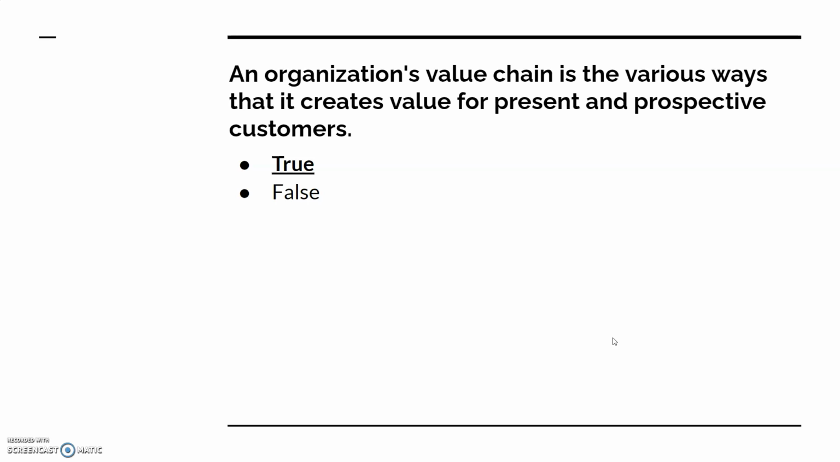Next one: an organization's value chain is actually, it should be "are." No, it is. It's a poorly worded sentence, I apologize for that. So the value chain of an organization is the various ways that it creates value for present and prospective customers. So the value chain is all about all of the different aspects, kind of from birth to death of a client interaction or a customer interaction.